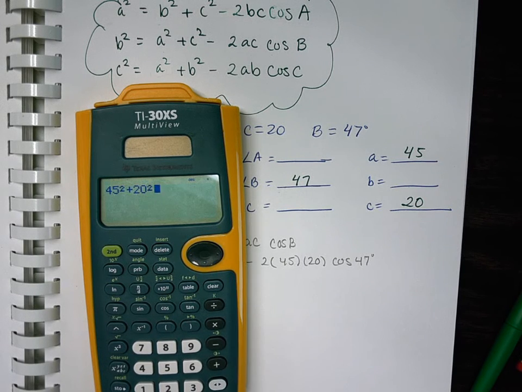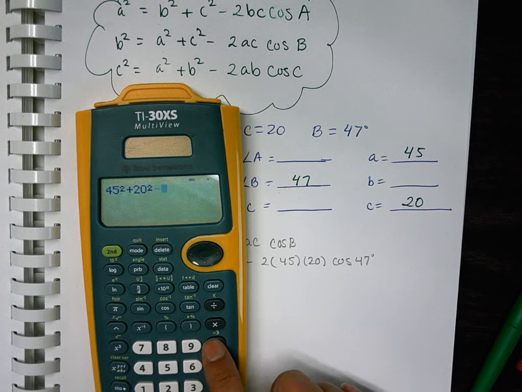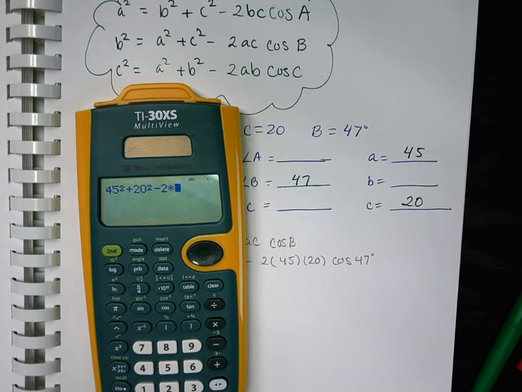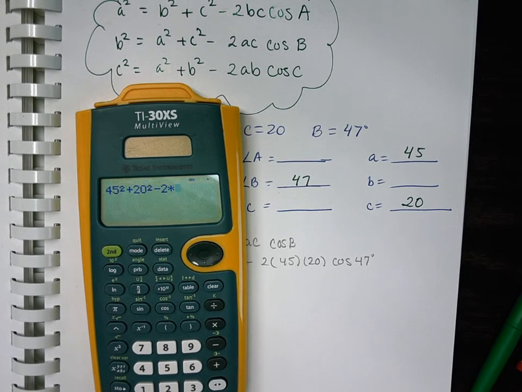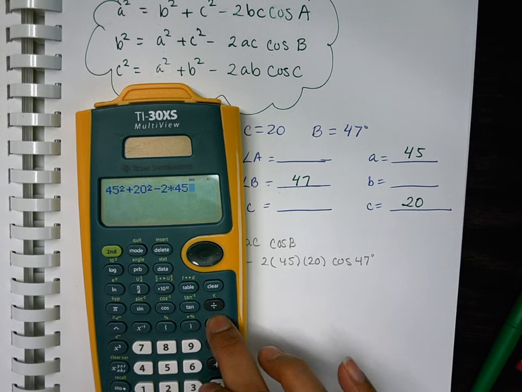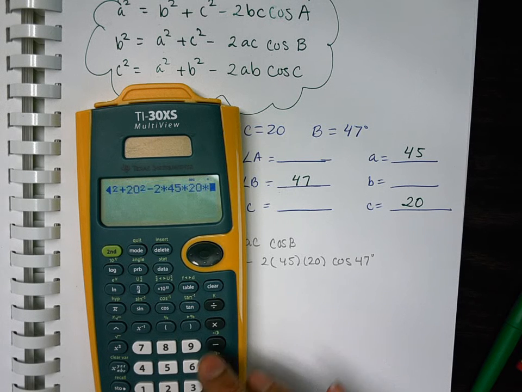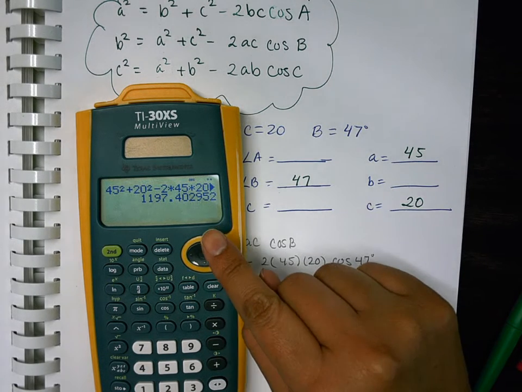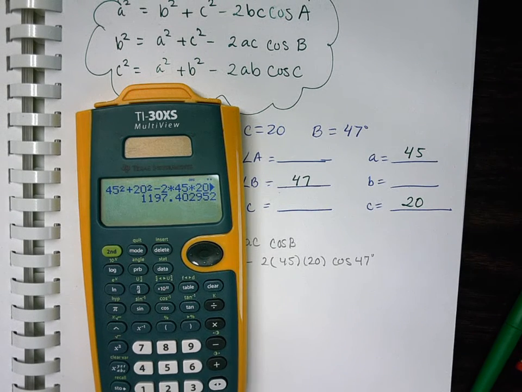Okay, 45 squared plus 20 squared minus 2. I used parentheses when I wrote it on paper, but I'm not going to use them in the calculator. I'm just going to use my multiplication key. I just use parentheses on paper so it's easy to see. So times, what is it, 45 times 20 times cosine of what? 47, hit equals, and you end up with a really big number. Anyone else have that really big number? Yeah? All right. Do not round this number in your calculator.